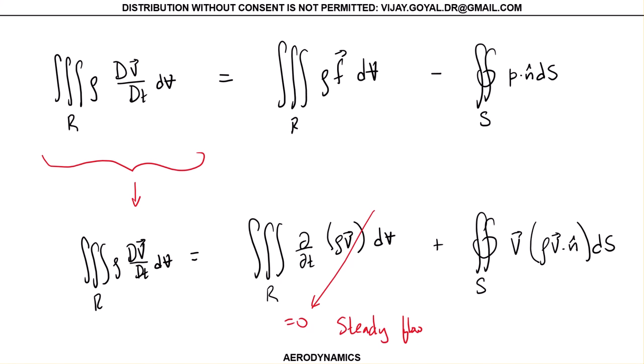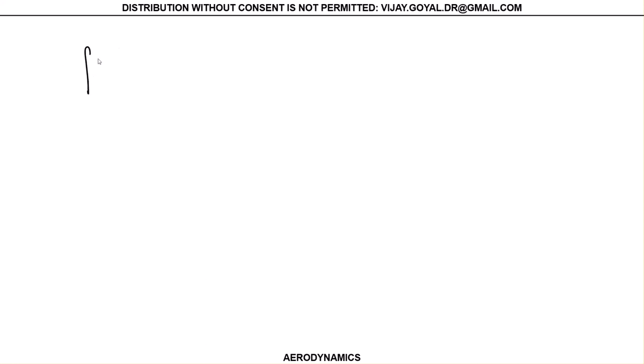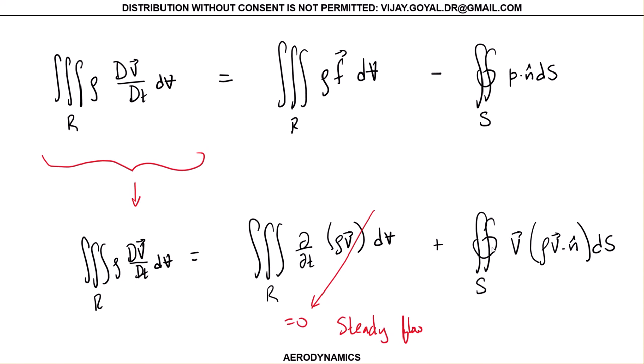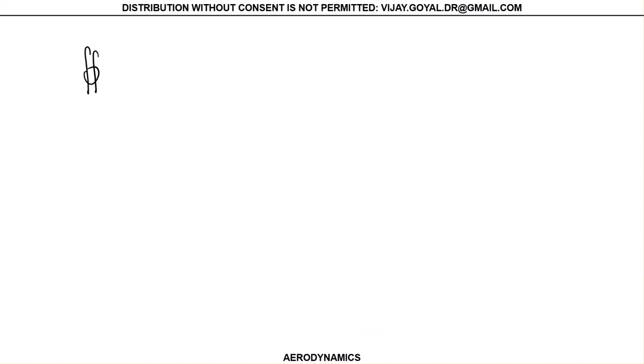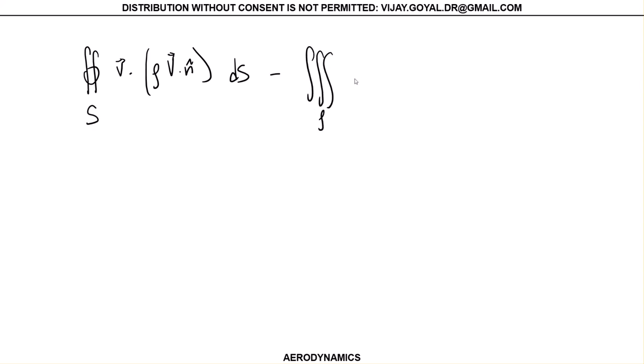So if I continue with the problem, then your real equation becomes as follows. We can rewrite the equation as the enclosed area integral. I can take this equation and bring this to the other side, and I find that these are the equations that we get: V dot n dS minus the triple integral over the volume of rho times V, plus pressure over dS is equal to zero.